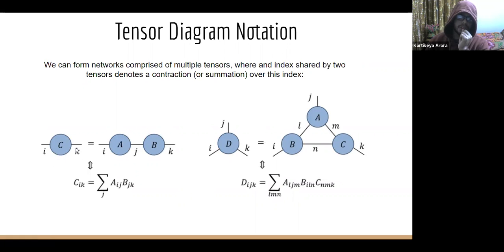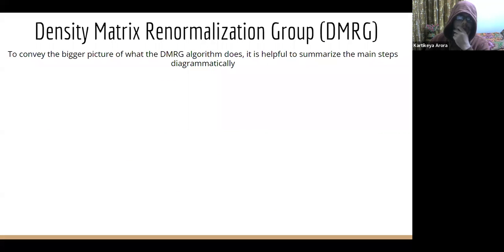For example, the example on the left-hand side represents matrix multiplication, and it can be visualized and solved easily using these notations. So to summarize, tensor networks are basically a diagrammatic way to simplify complex linear algebra calculations. Now we come back to DMRG.